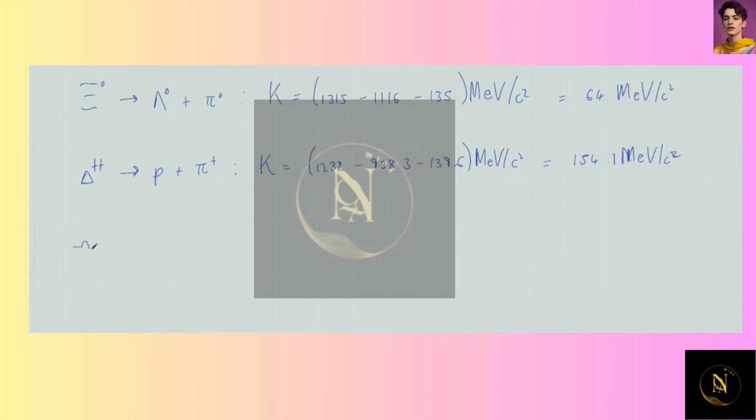And lastly, for the omega minus particle, we have a neutral lambda particle plus a K minus particle with the kinetic energy 1672 minus 1116 minus 493.7 MeV/c², which is 62.3 MeV/c². So we can see that the kinetic energy is largest for the delta plus plus particle and is the smallest for the omega minus.